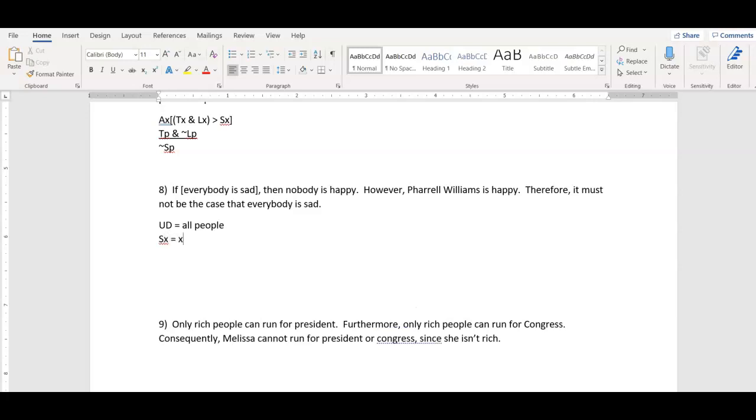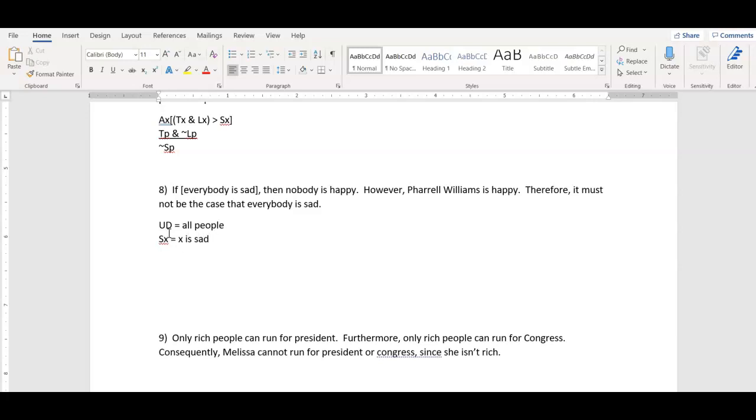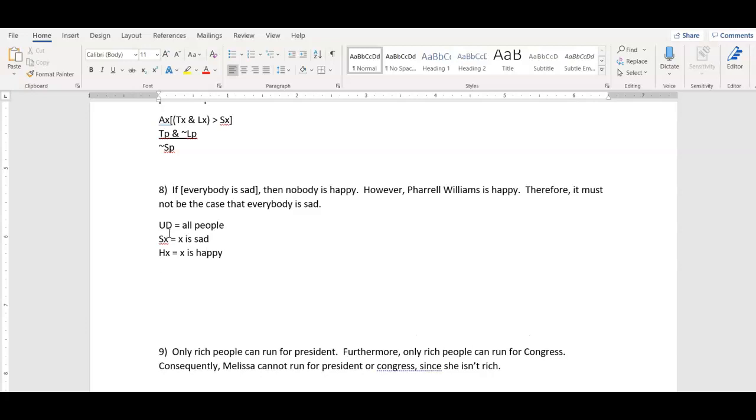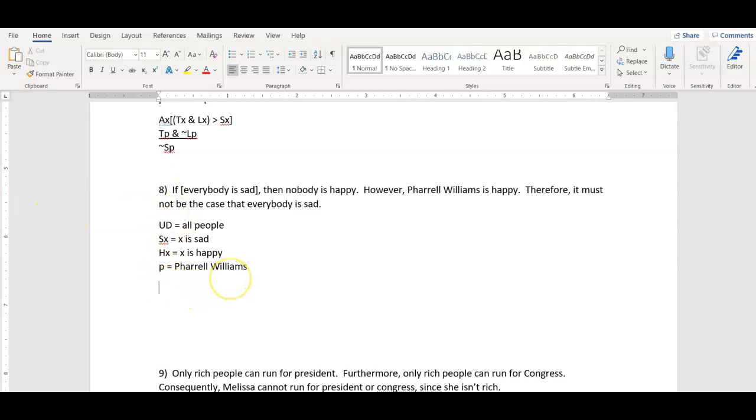SX equals X is sad. HX equals X is happy. And we need P for Pharrell Williams. So again, only use one single lowercase letter for that. Don't use PW or something like that. So it looks like that's all of our symbolization that we need. Okay, so everybody is sad: for all X, X is sad. Since we already specified people, we don't need a predicate for people.